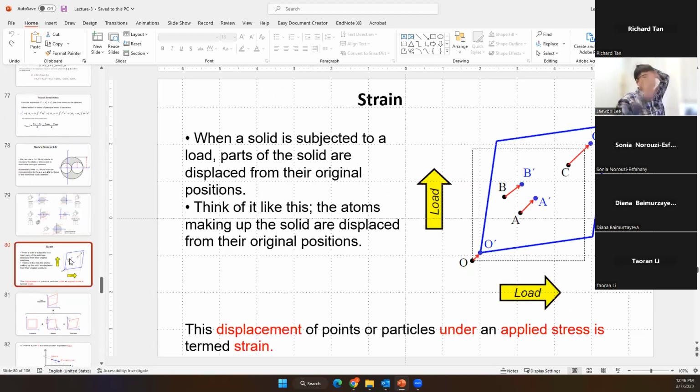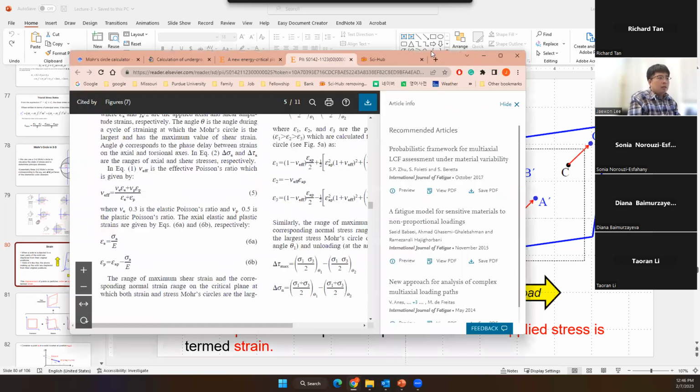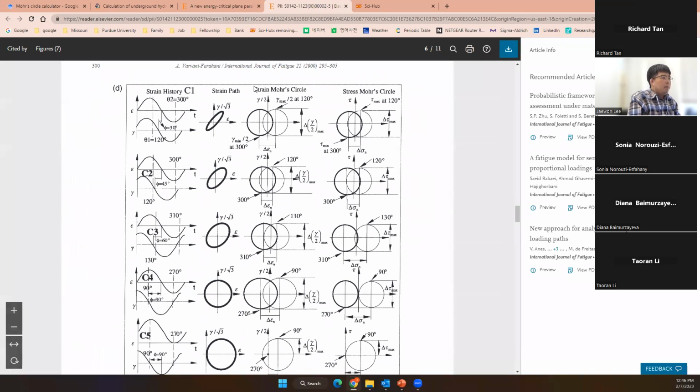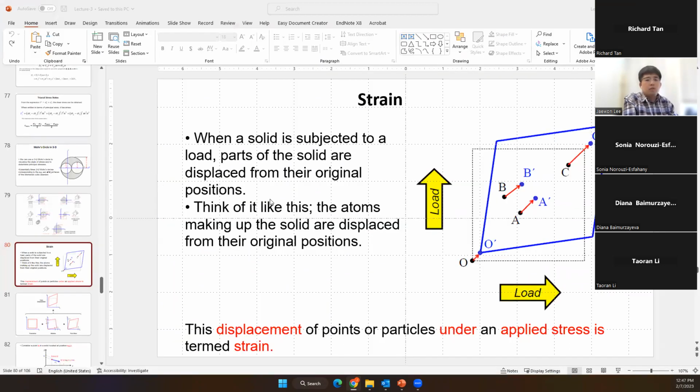Okay, let's move on to the strain. In fact, we can also make the strain Mohr circles. As we see, this reference paper provides stress, strain, Mohr circles. So like that, we can calculate the Mohr circle per stress.